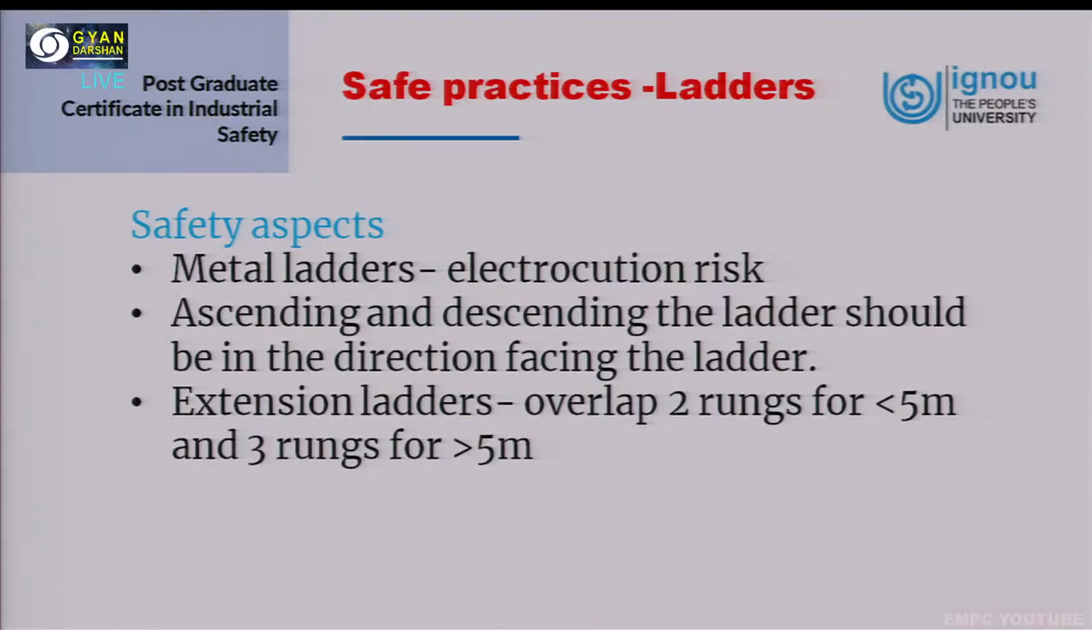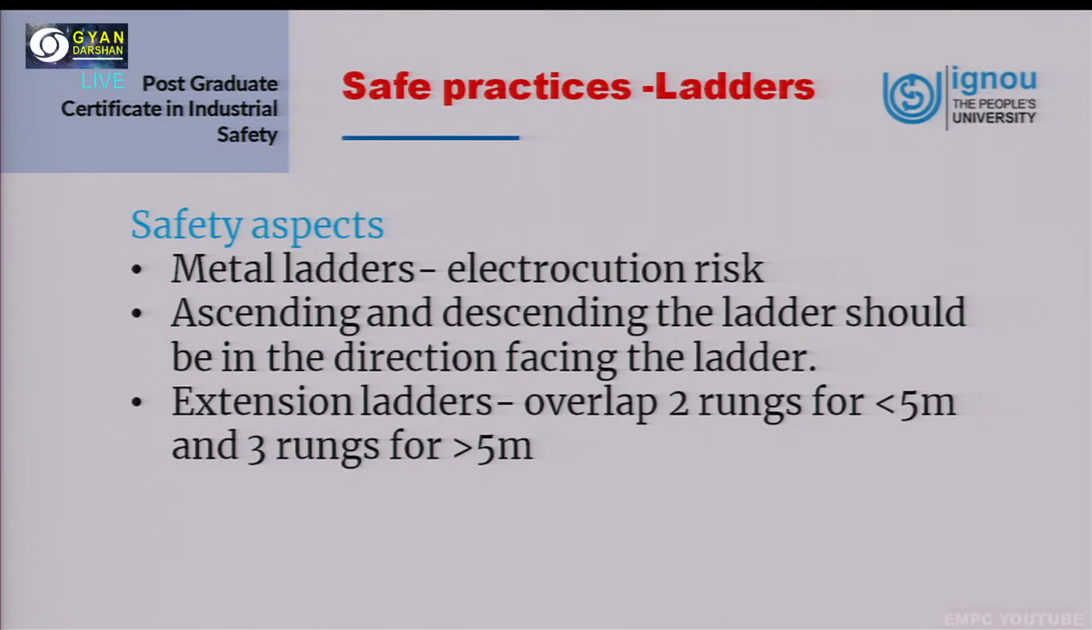The next is about the extension ladders. So how do we ensure the overlap? If you remember, there were these two sliding parts in the extension ladders, and so there has to be a particular section that has to overlap. Now, for overlap, two rungs of overlap should be for ladders which are of less than 5 meters, and there should be a three rung overlap for ladders which are of height greater than 5 meters.